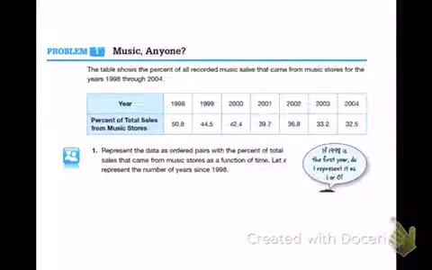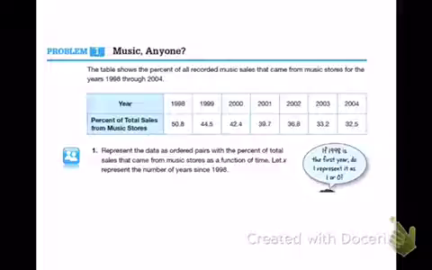This video will guide you through the majority of the rest of the pages on the handout. Feel free to work with someone else, and it'll make it a lot easier so you guys can talk about the problem. It's better just to work with somebody else. So this problem is called Music Anyone?